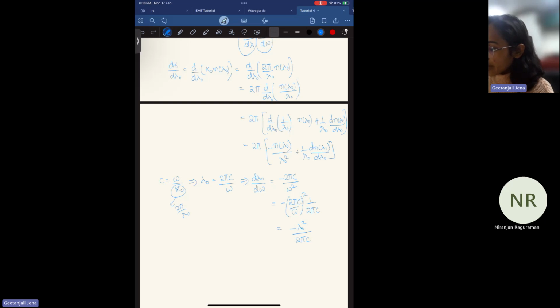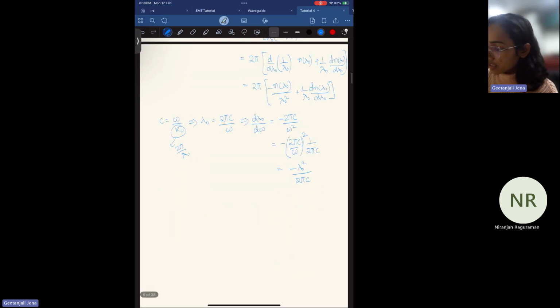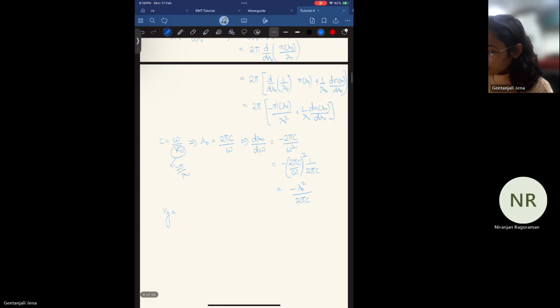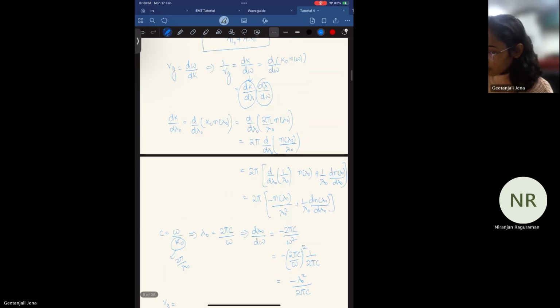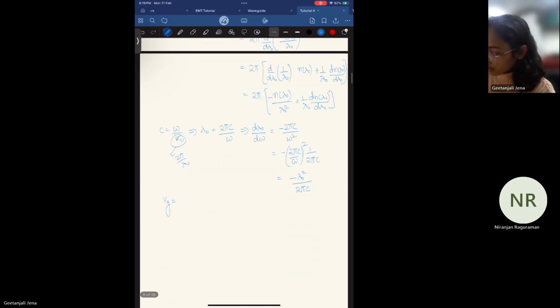Okay, so now we have everything for the group velocity. So Vg will be 2 pi over c times [n of lambda 0 minus lambda 0 dn over d lambda 0], with the lambda 0 square over 2 pi factor.